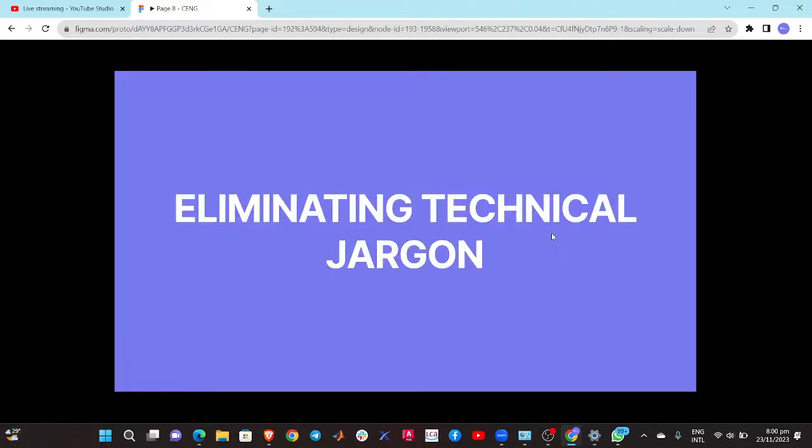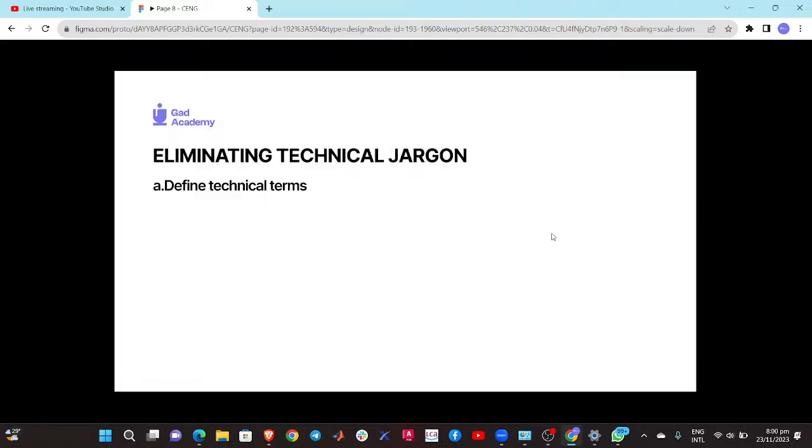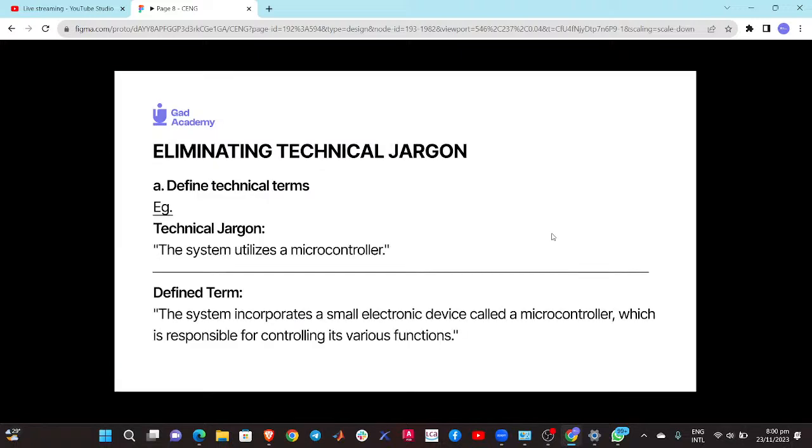Eliminating technical jargons. So our option A is define technical terms. That's the example we have here. The system utilizes a microcontroller. And then a defined term is: the system incorporates a small electronic device called a microcontroller, which is responsible for controlling its various functions.